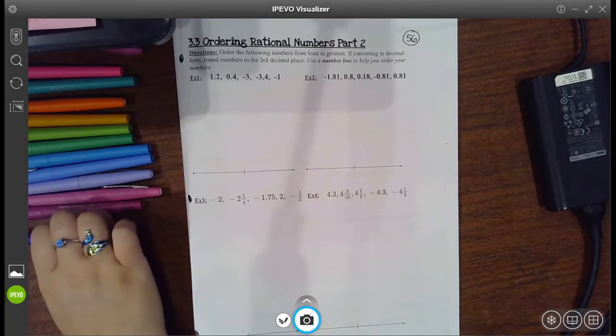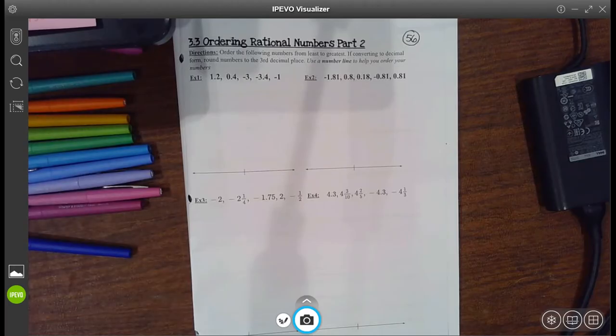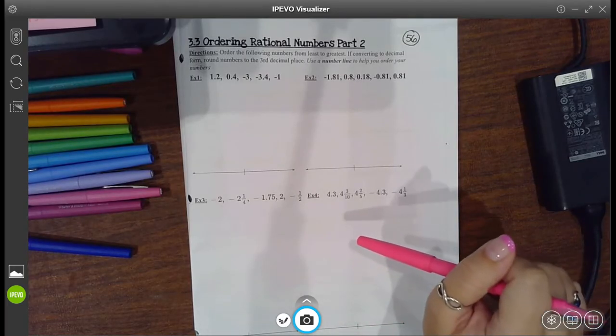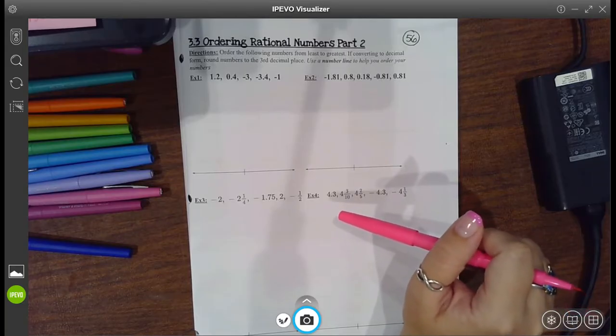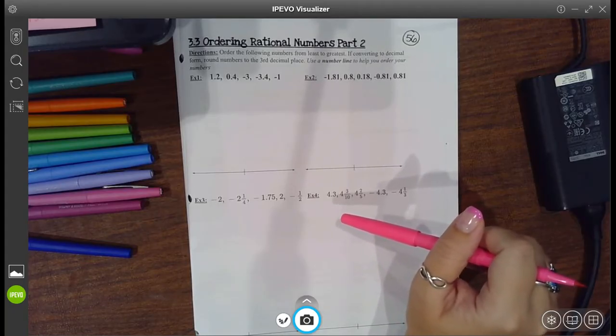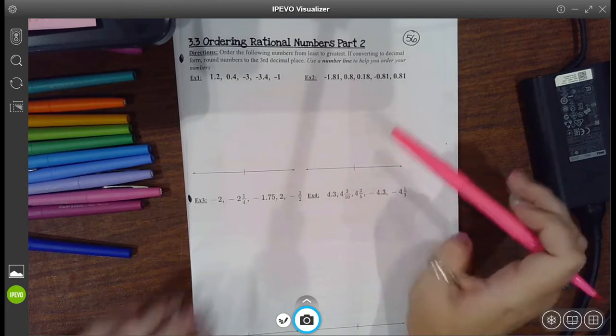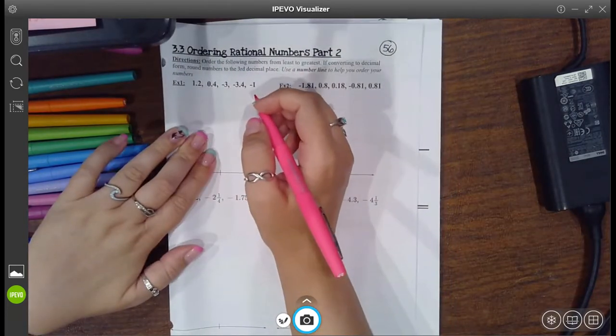Okay, so if we take a look at the first problem, it has 1.2, 0.4, negative 3, negative 3.4, and negative 1. The first thing is you always want to have them all be the same, either all fractions or all decimals. Decimals is usually the easiest, because if you want them all to be fractions, they all have to get common denominators. So right now they're all decimals, so that's off to a good start.